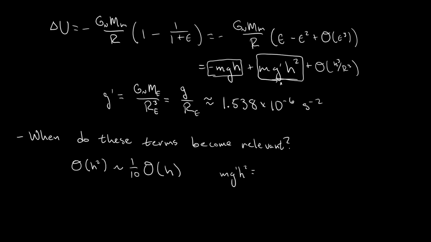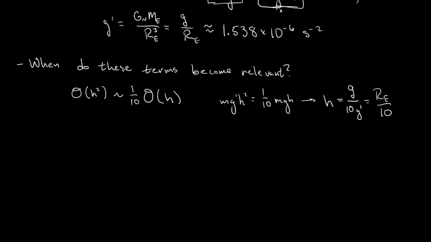So we can just solve that. mg'h squared equals 1/10 mgh, which then we can just solve for h. This gives me something like h equals g over 10 g'. Which, if I just use this stuff here, is actually equal to the radius of the Earth over 10. So 1/10 the radius of the Earth. Assuming I'm starting at the radius, assuming that I'm letting this thing fall to the radius of the Earth. If I stop it higher up, then it'll be even higher.